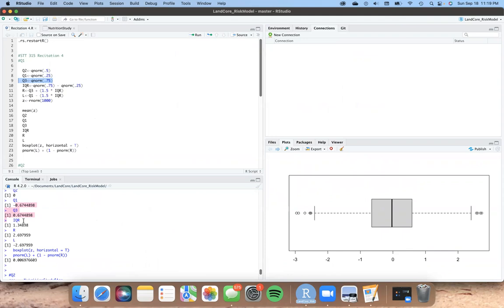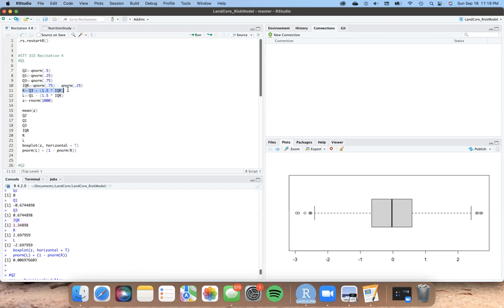All right, so next we're asked for the interquartile range in part E. So that's quartile 3 minus quartile 1. So you do qnorm 0.75 minus qnorm 0.25, and that'll give us the interquartile range of 1.34898.